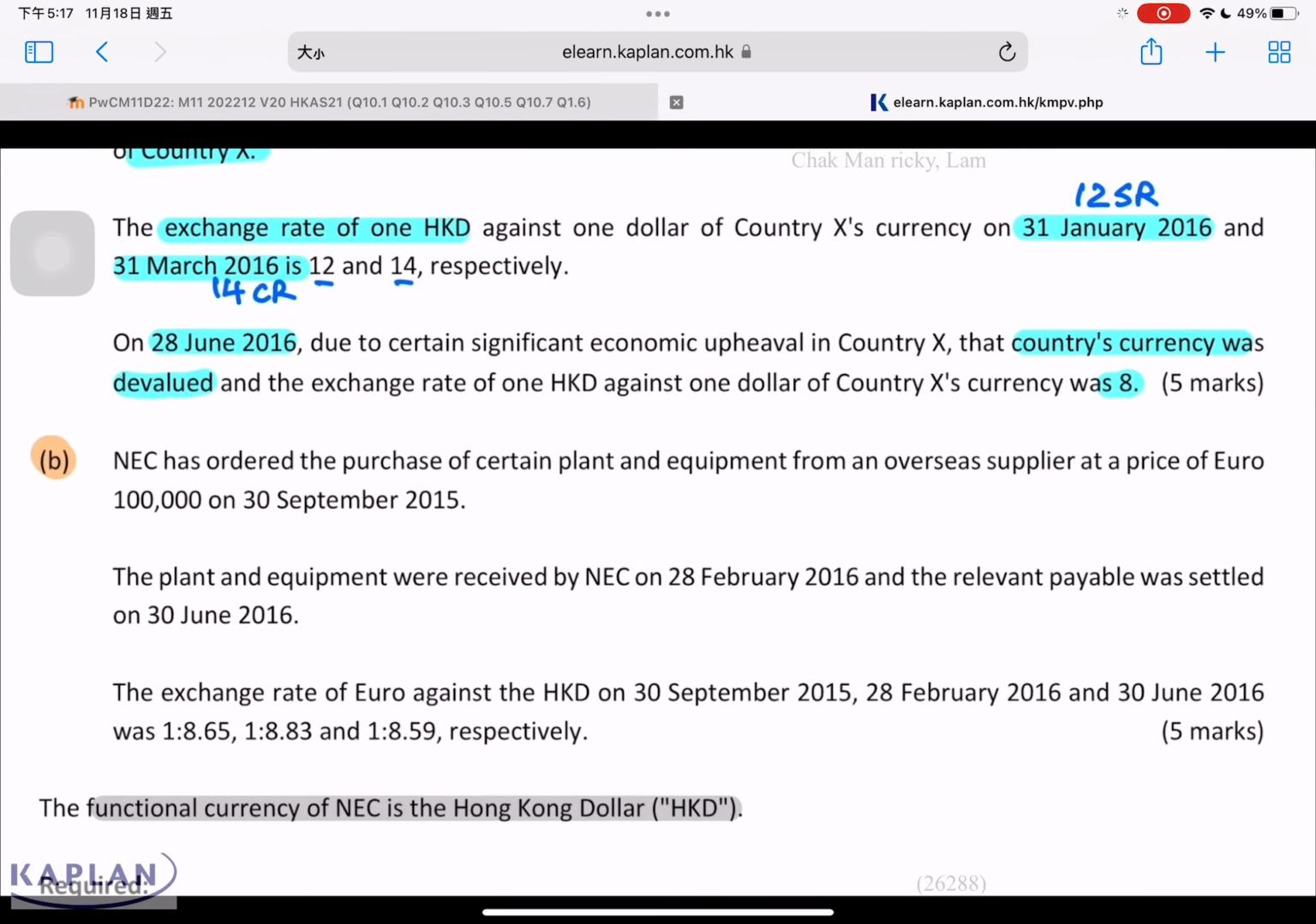Now look at part B. NEC ordered the purchase of certain plant equipment from an overseas supplier at a price of euro 100,000 on 30th September 2015. Purchase of equipment in foreign currency is a foreign currency transaction. Initially, it must be recorded at the spot rate. The exchange rate on 30th September 2015 is 8.65. The plant equipment was received by NEC on 28 February, when the spot rate is 8.83.